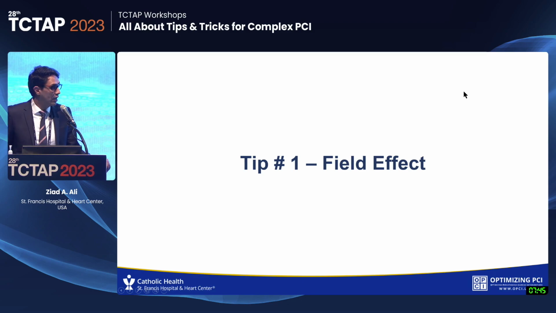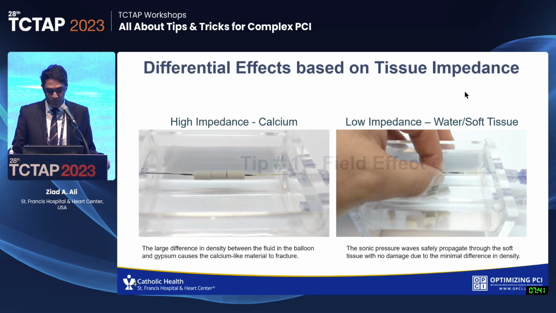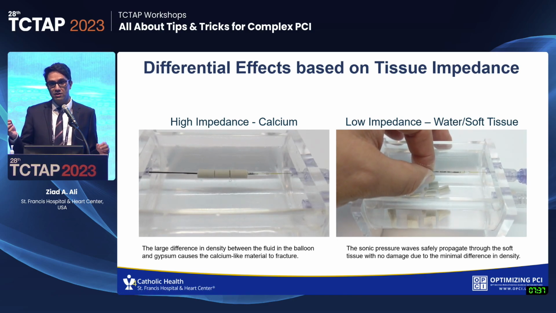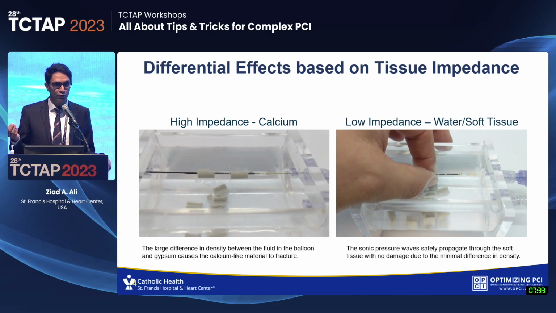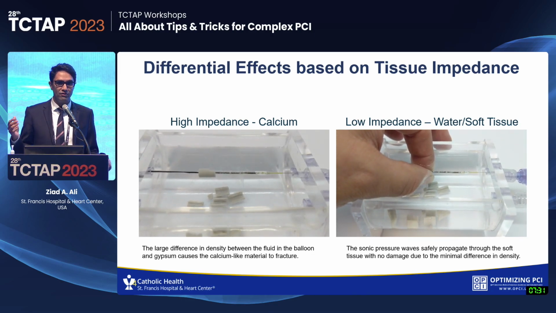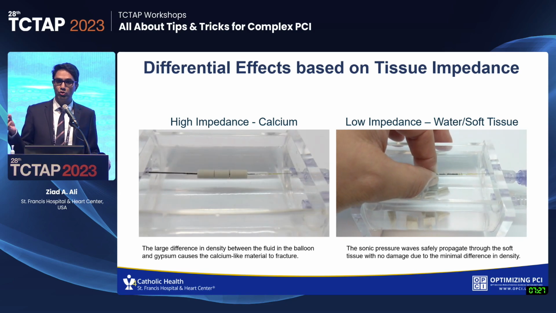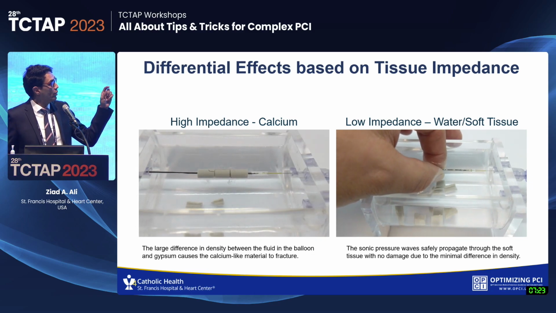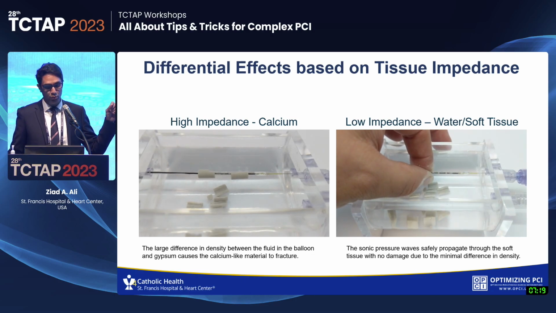The first thing to understand is the field effect of how IVL actually works. The impedance of calcium is very, very high. The impedance of soft tissue is very low. The impedance in the pulp of your finger, for example, is about 1.5 times that of water, and that's why you can hold the lithotripsy balloon and it causes no damage. On the contrary, when you're opposed directly to something hard, the impedance is hard, it will break it.